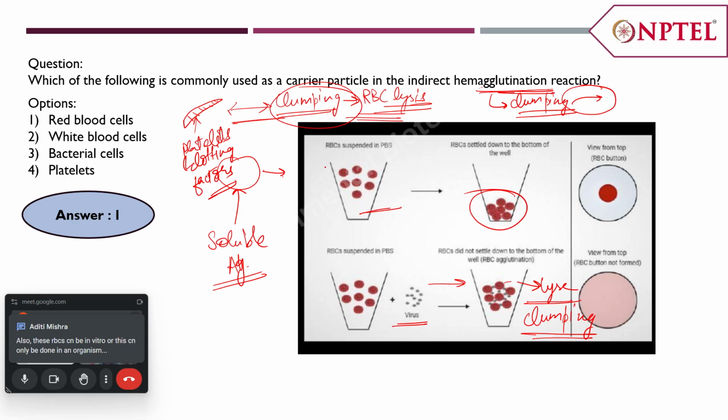So this is basically an in vitro assay. We have to isolate the blood from an organism, and then we use it to resuspend our sample, so that we can test the soluble antigens that are present in our body. All of this will be done in vitro only. We cannot do anything inside any organism.